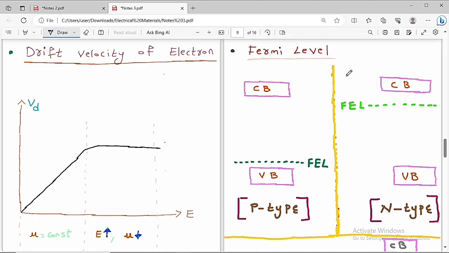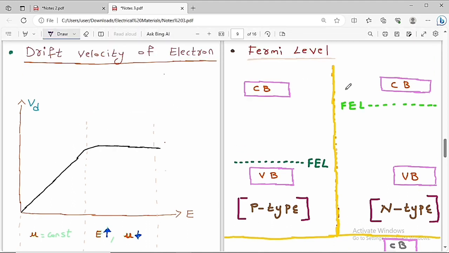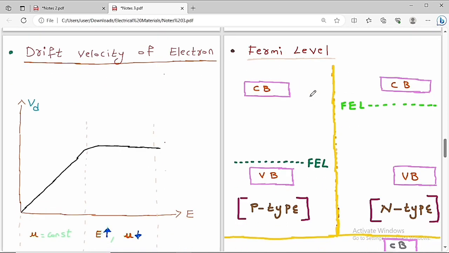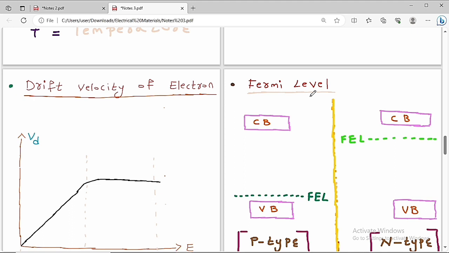Okay. The next concept is about the Fermi level. I'll try to explain. What is the meaning of the Fermi level? Fermi level means, at normal temperature, there is a property that some of the electrons may be available at the Fermi level. So listen carefully. At room temperature, there is a 50% probability that some of the electrons may be available in this level, that is also called the Fermi energy level.